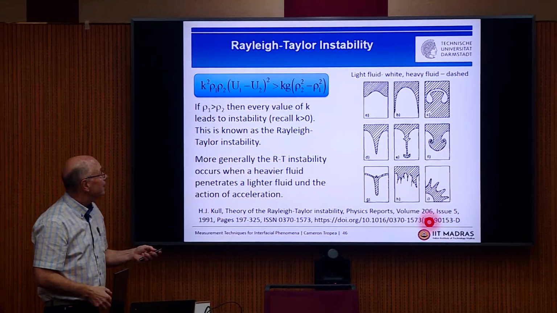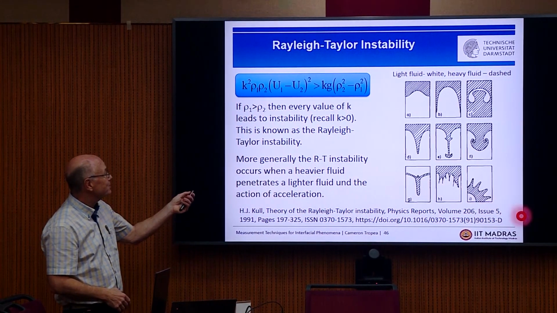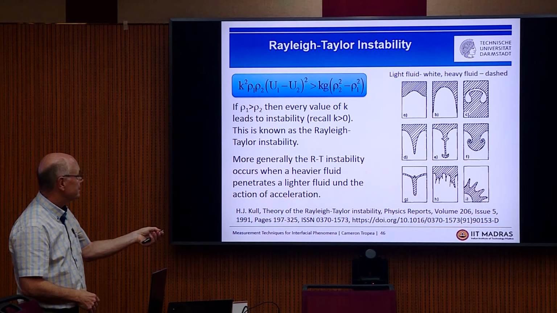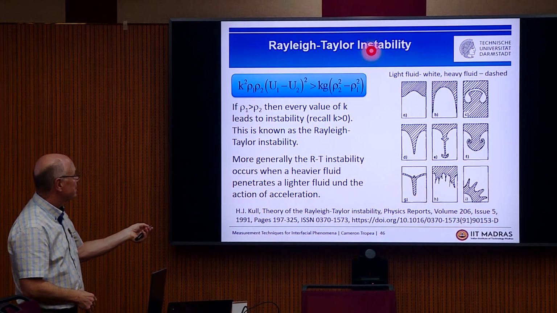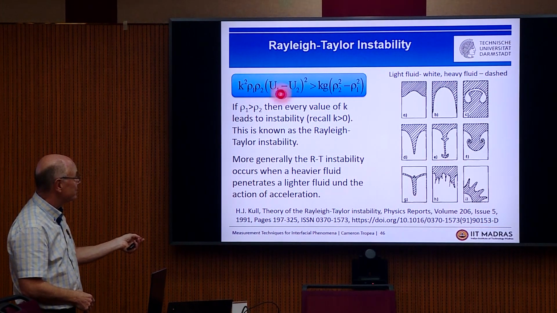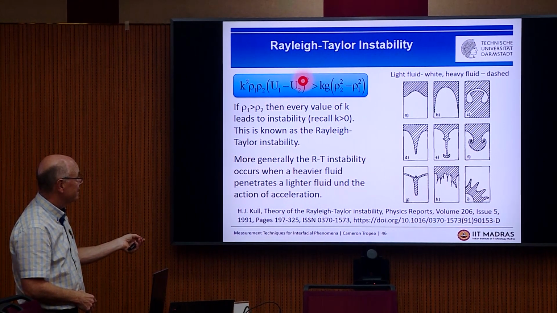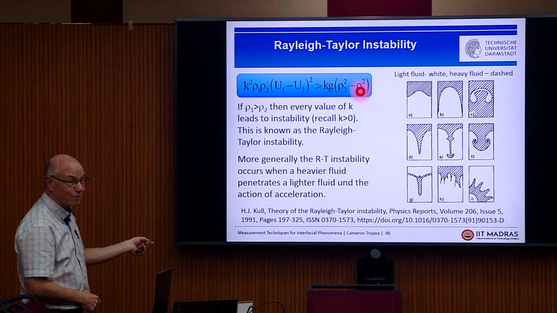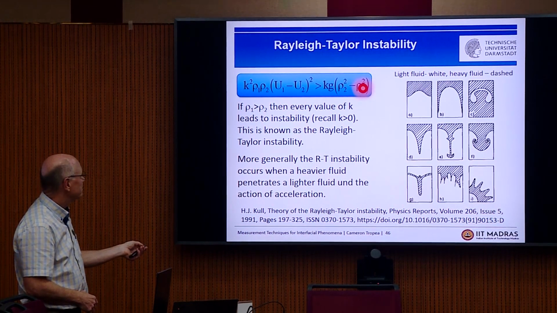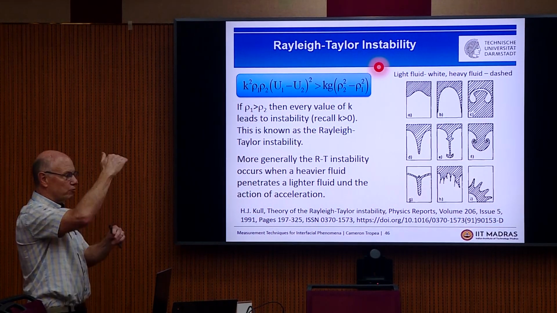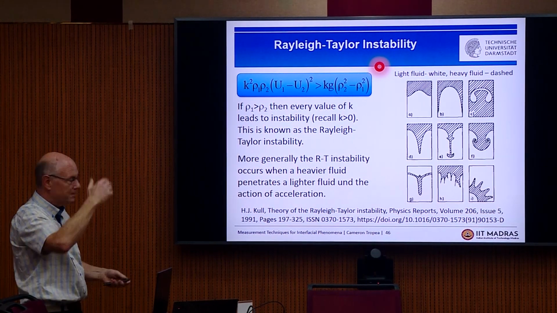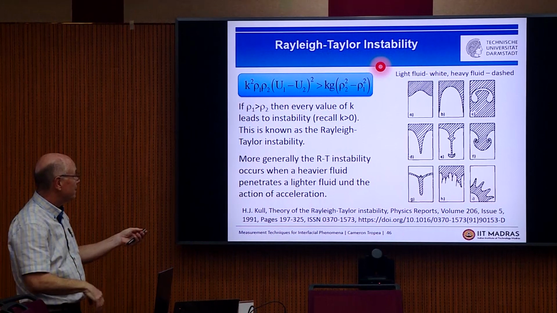In fact, we have exactly the same situation here. Watch. This is exactly the same condition we had in the last slide, but now rho 2 is larger than rho 1. Sorry, the other way around. I had rho 1 on top, didn't I? Rho 1 is larger than rho 2. So you have the heavy fluid on top.